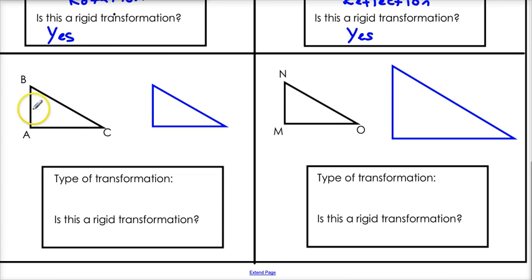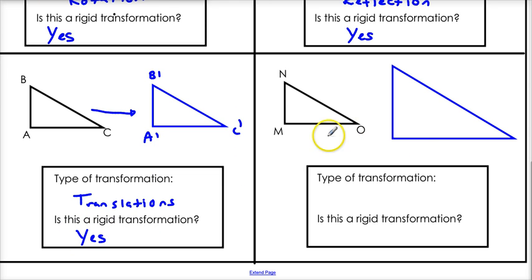Well, look at this guy. It doesn't rotate, it doesn't reflect, it doesn't get bigger or smaller. This is just a slide, right? It just moves over here. So this is a translation. All right, translation just slides over. And so A slides over here, B slides over here, C slides over here. And when you slide something, does it stay the same size? Yes. So this is a rigid transformation.